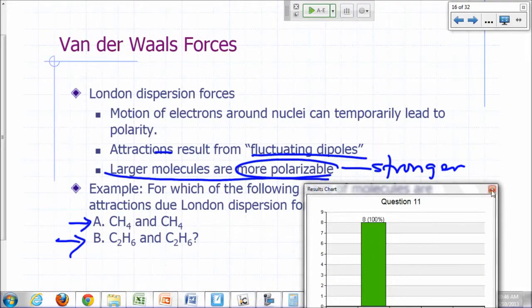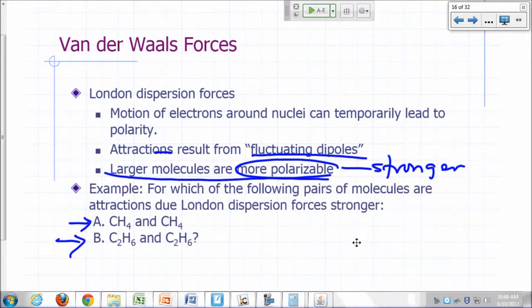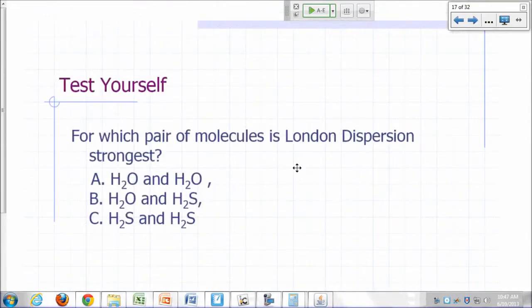Very good. C2H6 molecules are larger than CH4, so they are more polarizable. So you would expect to see stronger London dispersion forces among them. You can just say dispersion forces, or London forces, or London dispersion forces. They all mean the same thing. Okay. So for which pair of molecules is London dispersion strongest?